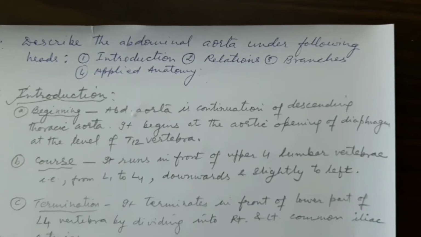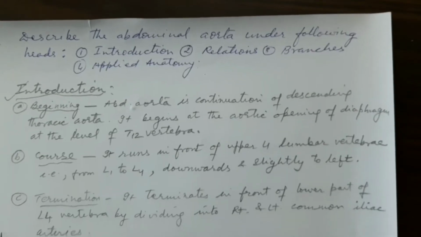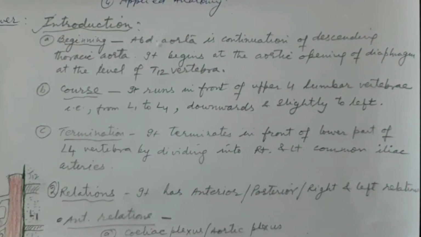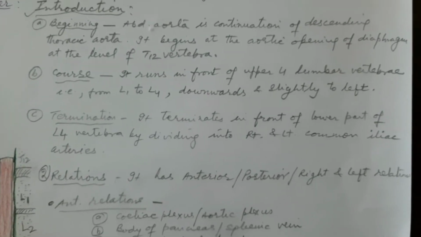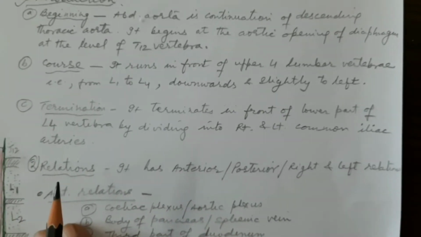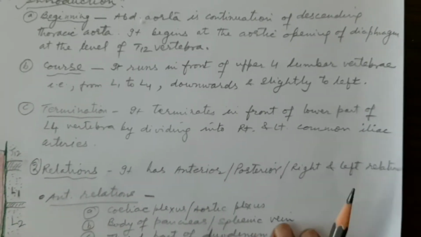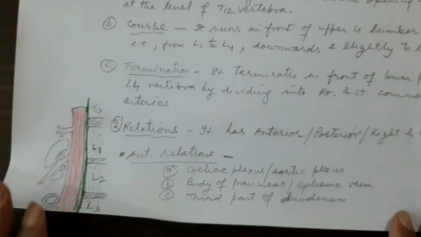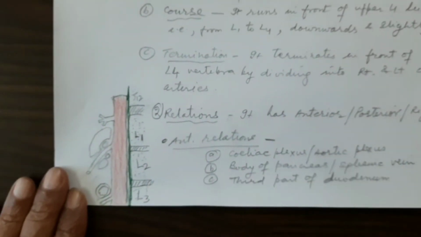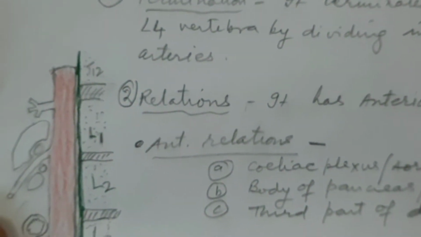Now the second point is about the relations of the abdominal aorta. After learning the course and termination, let us see what structures are related to it. The abdominal aorta has four different types of relation: what lies in front of it, what lies posterior to it, what is on its right side, and what structures lie on its left side. Let us see this diagram first. I will zoom it a little so that you can see it properly.